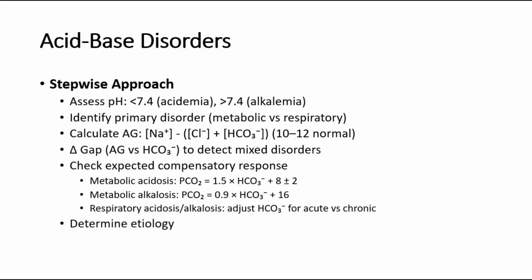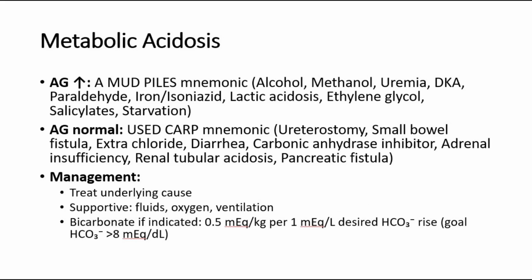Metabolic acidosis can be classified into high anion gap and normal anion gap types. High anion gap metabolic acidosis includes causes such as renal failure, lactic acidosis, ketoacidosis, and toxins, often remembered by the mnemonic A MUD PILES. Normal anion gap acidosis, or hyperchloremic acidosis, arises from gastrointestinal or renal bicarbonate loss and can be recalled using the mnemonic USED CARP.